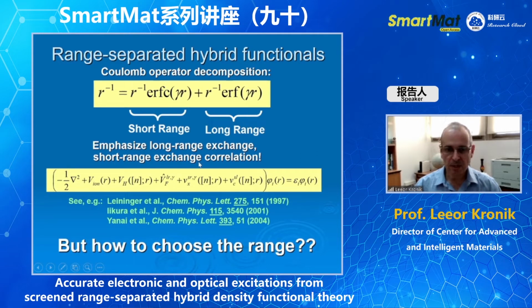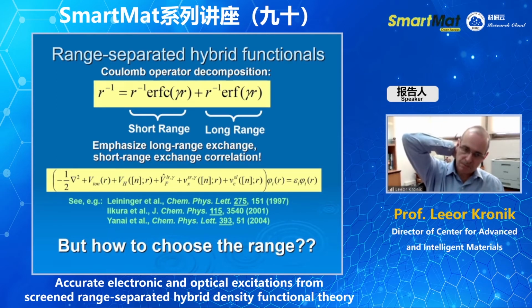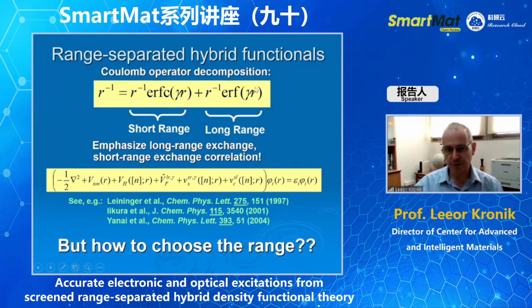So in the early range-separated hybrid functional literature, people did that semi-empirically, for example, in these papers right here, by fitting to some data set. We didn't want to do that for two reasons. First, we didn't want to introduce empiricism. And second, as I will show you in a moment, it's still not good enough for spectroscopy.